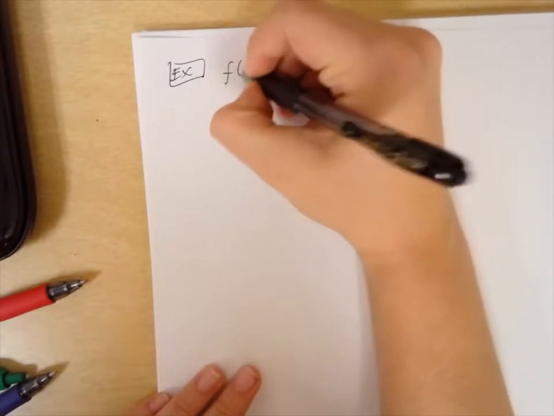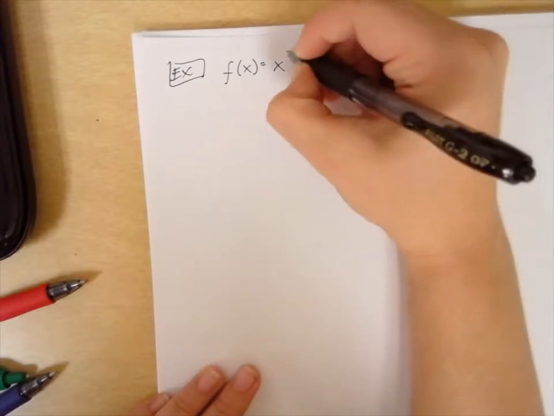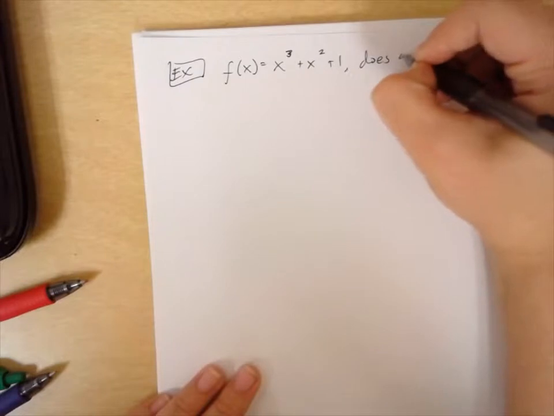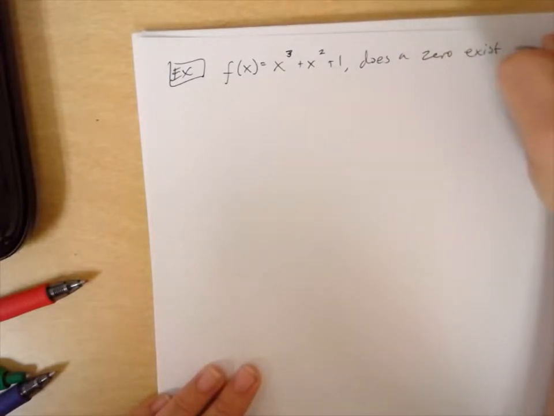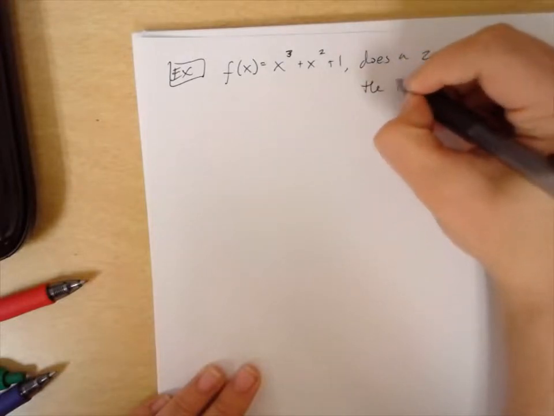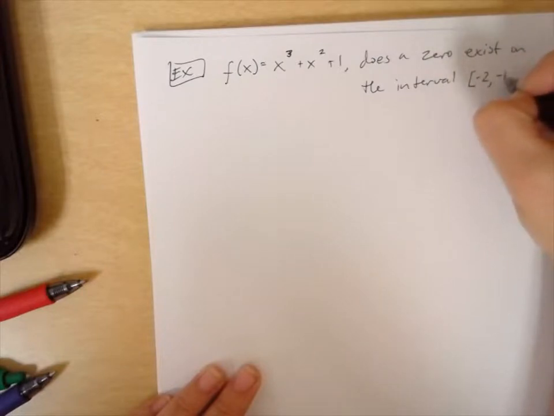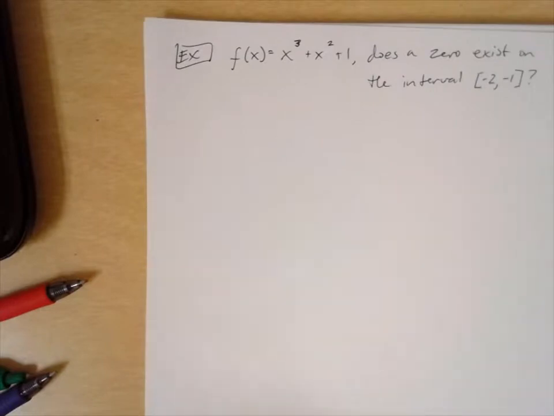Let's do an example of this. For the function, we have f(x) = x cubed plus x squared plus 1. We're asked the question, does a 0 exist on the interval [-2, -1]? And we could look at a table right now, just for the sake of time and the fact that I know that these numbers work.